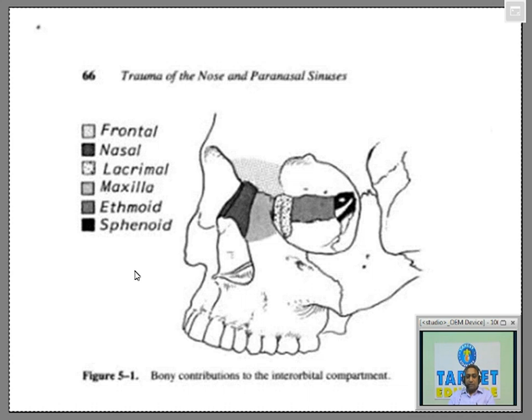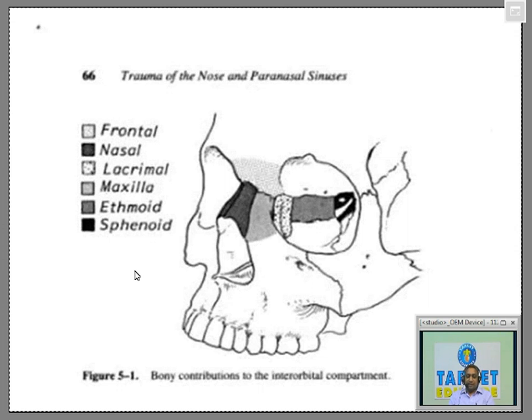You can see here, this is the frontal bone, this is the nasal bone, then this is your maxilla or maxillary bone or maxillary process or frontal process of the maxilla. Then you can see here, this is called the lacrimal bone. Behind the lacrimal bone lies the ethmoidal bone, and behind the ethmoidal bone lies the sphenoidal bone.